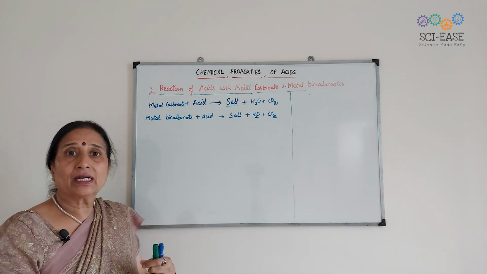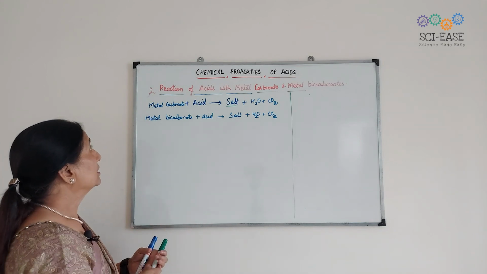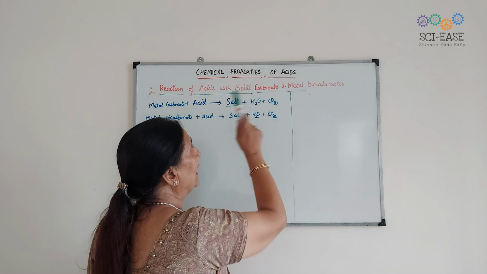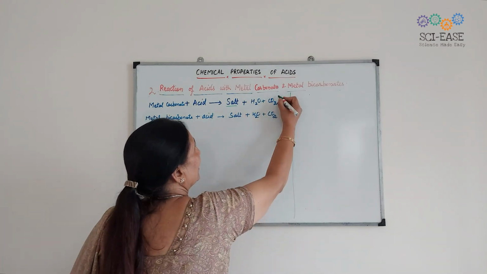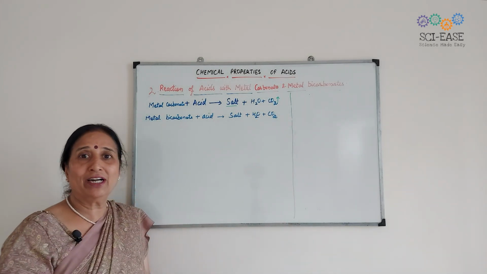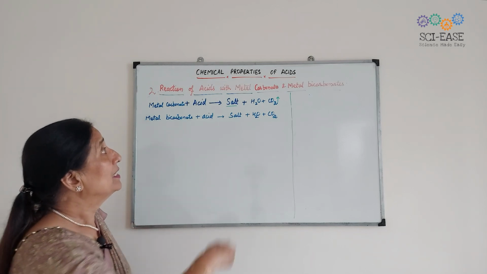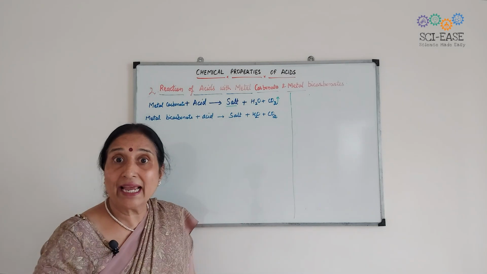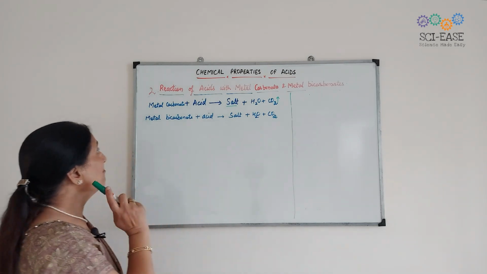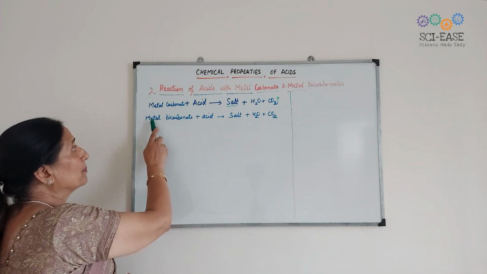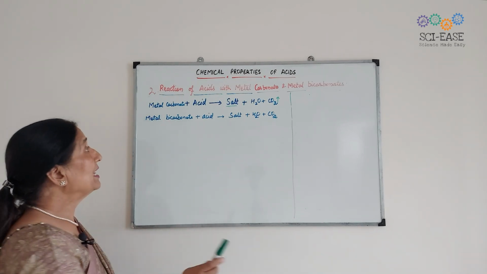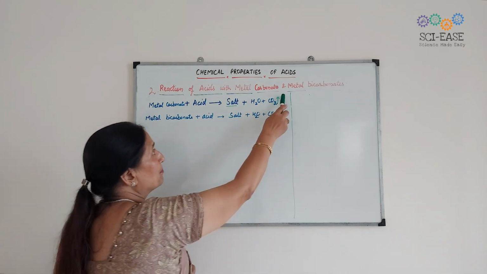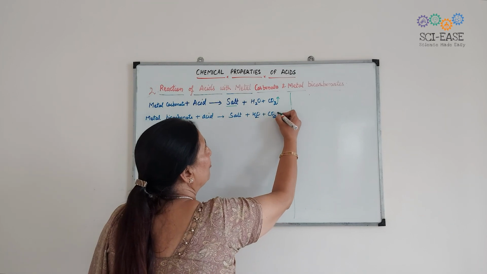The general chemical equation for the reaction of metal carbonates with acid gives salt, water and carbon dioxide gas. It's again a gas, so put an upward arrow. So carbon dioxide, water and salt are formed. In the same way, when metal bicarbonates or metal hydrogen carbonates react with acid, salt, water and carbon dioxide, the same products, are formed.